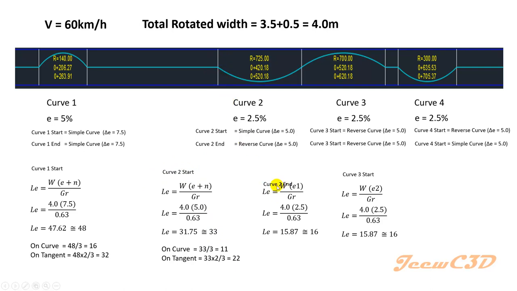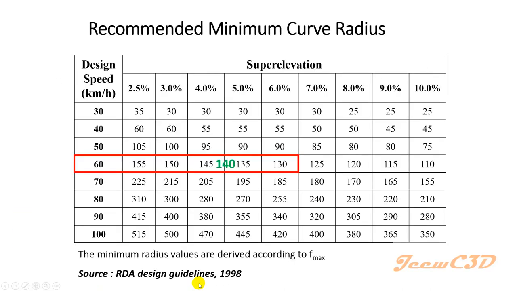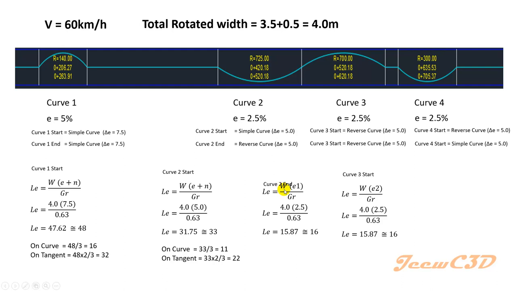Then curve 2 end. When you consider curve 2 end, this is a reverse curve. This curve is turning this side, the other curve is turning the other side. This is a reverse curve with a common tangent point. That means that tangent length is 0. There is no tangent at all. Common tangent point. So that length would be, if you can recall here, L1 equals W E1 over GR for this side. For this side, L2 equals W E2 over GR. So here W E1 over GR, 4 into E1 means this super elevation 2.5, GR is 0.63.